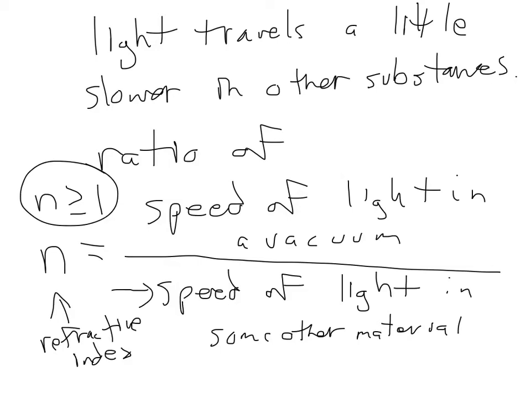Okay? So that's the first concept I wanted you to know: light travels at different speeds in different media, and the refractive index n tells you how the light is traveling. The refractive index n is the ratio of the speed of light in the vacuum to the speed of light in the other material, so it's always going to be greater than or equal to 1. The greater n is, the slower the light is traveling through the associated material. So what does this mean?